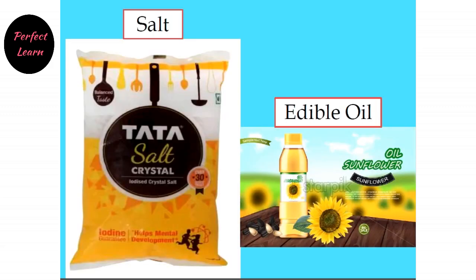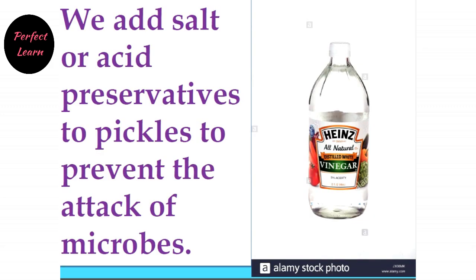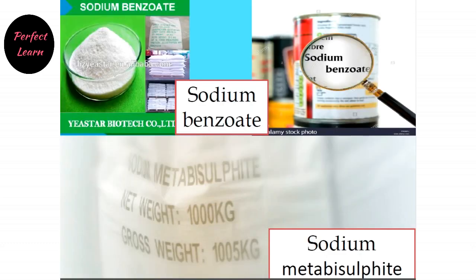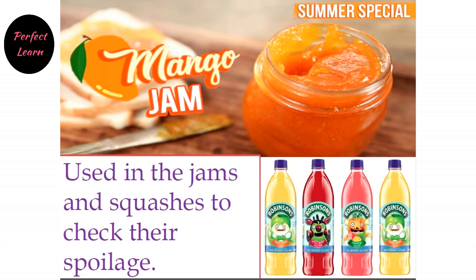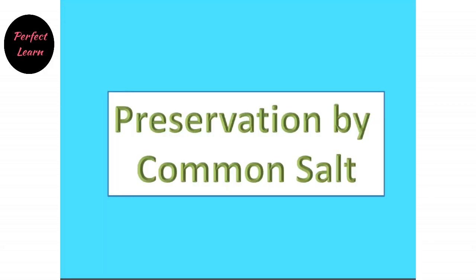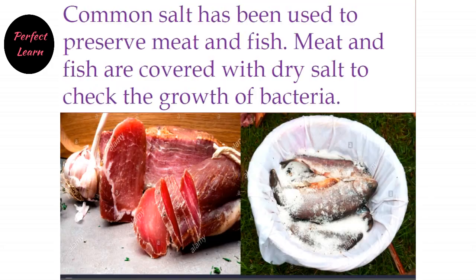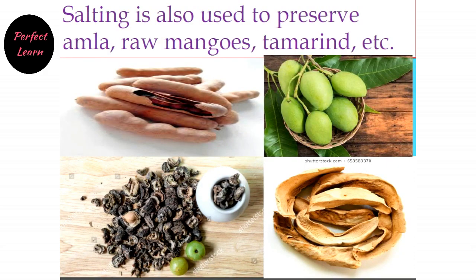Salt, edible oil. We add salt or acid preservatives to pickles to prevent the attack of microbes. Sodium benzoate, sodium metabisulfite, are used in jams and squashes to check their spoilage. Preservation by common salt. Common salt has been used to preserve meat and fish. Meat and fish are covered with dry salt to check the growth of bacteria. Salting is also used to preserve amla, raw mangoes, tamarind, etc.